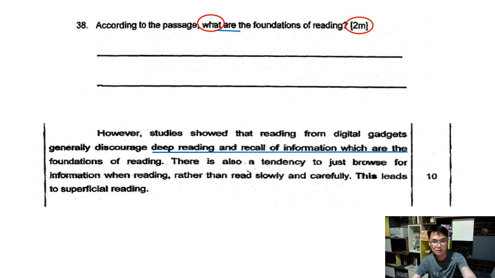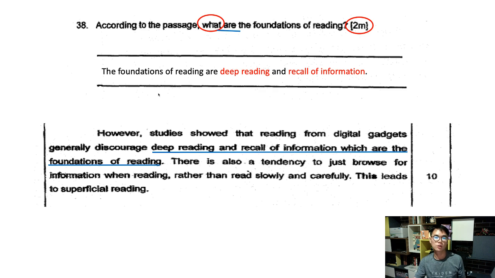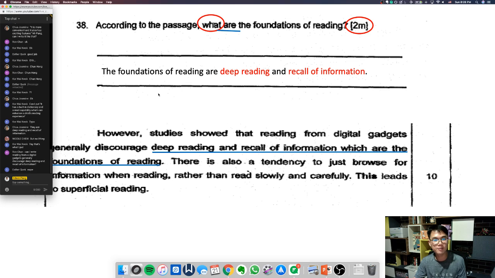And you'll see here, deep reading and recall of information, which are the foundations of reading. So notice the foundations of reading is right here, right? I can see it here, and the answer is right before it. Deep reading and recall of information, which are the foundations of reading, which means that the foundations of reading are deep reading and recall of information. There we go. That's how we get the 2 marks. Easy peasy, lemon squeezy. Okay?